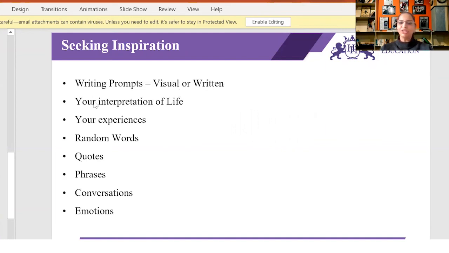Coming on to seeking inspiration, visual or written, it can be anything. It can be a video that you are watching. It can be a movie that you are watching. Your interpretation of life. Written is all these apps that I have told you. Your interpretation of life, how you look at everything from the writer's perspective, how your experience works. Random word. Like I came across a word called Brahmani. That is the female version of Brahma, the creator, the woman creator. And that was the inspiration for me. Obviously, quotes, phrases, conversations. You're talking to someone and you find the idea of writing something, the emotions, obviously, right?